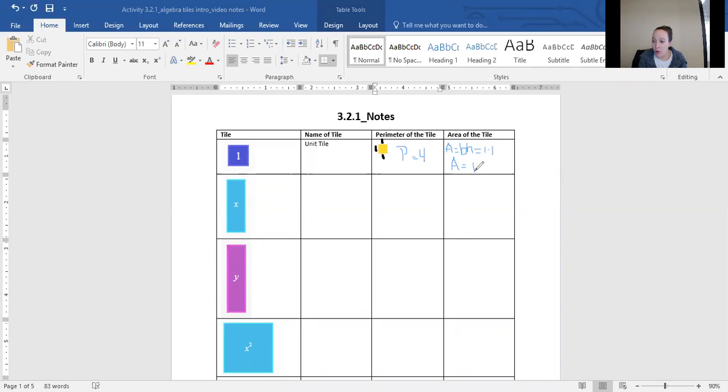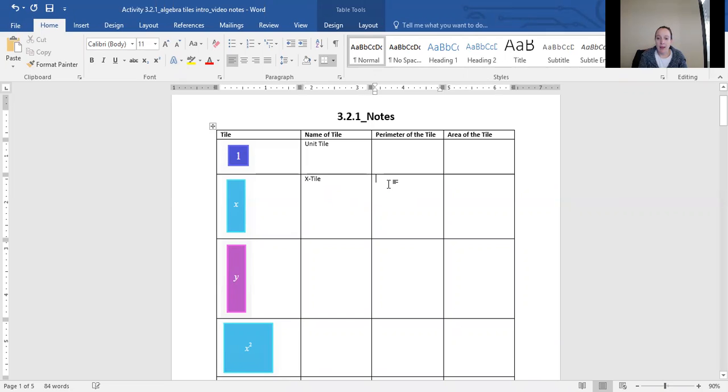All right, let's go on to our next tile. So our next tile here, we have a base of 1 and a height of x. Now, I don't know what that is. That's why we call it x. I don't know if it's 5 units because 5 little units don't fit up there, and I don't know if it's 10. There are no units that fit that side, so we have to call it x. And so that's the name of this guy. Okay.